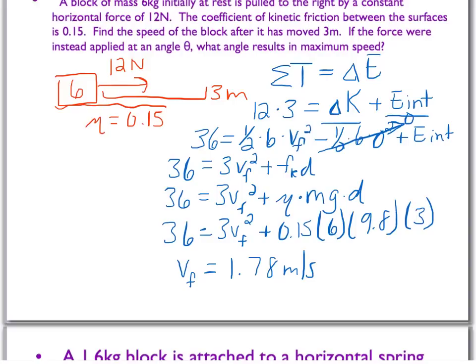In this case, because of this resistive frictional force working against the block as it slides across the surface, we are now going to result in having a lower final velocity since friction is working against us and slowing the object down a bit. Let's look at the second question.